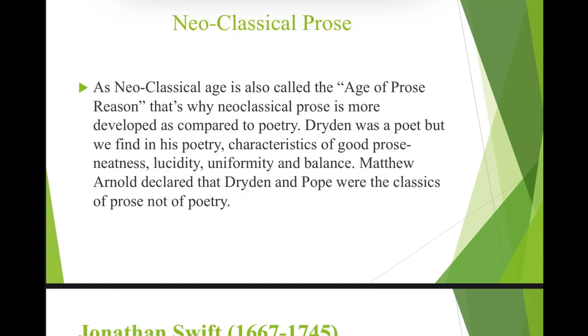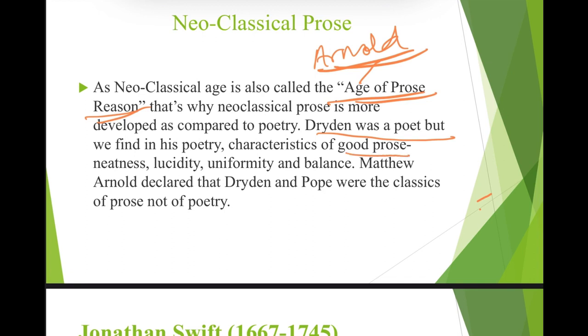When you come to neoclassical prose, again, this age is called the age of prose and reason by Matthew Arnold, in one of his critical pieces. And Dryden was a poet, but we find in his poetry characteristics of good prose: neatness, lucidity, uniformity, and balance. And this is a very famous statement made by Matthew Arnold. He declared that Dryden and Pope were the classics of prose, not of poetry.